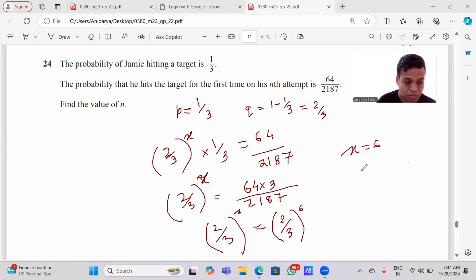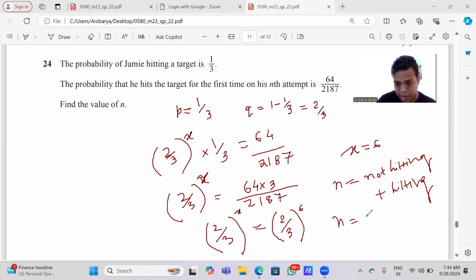So now n equals what? First is not hitting the target, next one is hitting the target. So not hitting, which we consider as x, that is 6, and hitting in the last attempt, that is 1. So n equals 6 plus 1, which means n equals 7. The value of n is 7.